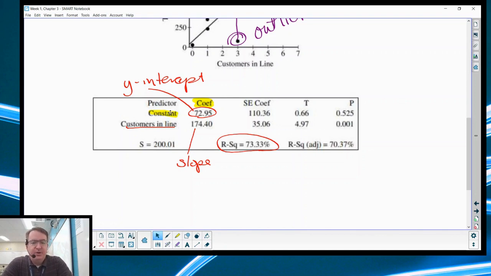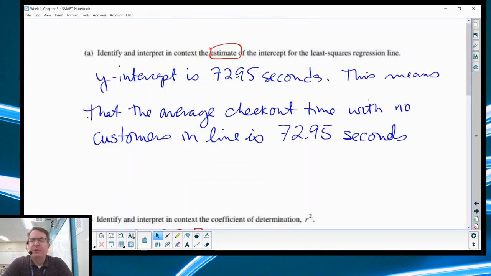The constant part is going to be your y-intercept, and then the customers in line part over here will end up being the coefficient in front of x, which will turn out to be your slope. Okay. Our squared regression value here is going to tell us something, and we'll talk about that here in a second. Actually, it's the first question, if I'm remembering correctly now, if everything has sorted itself out.